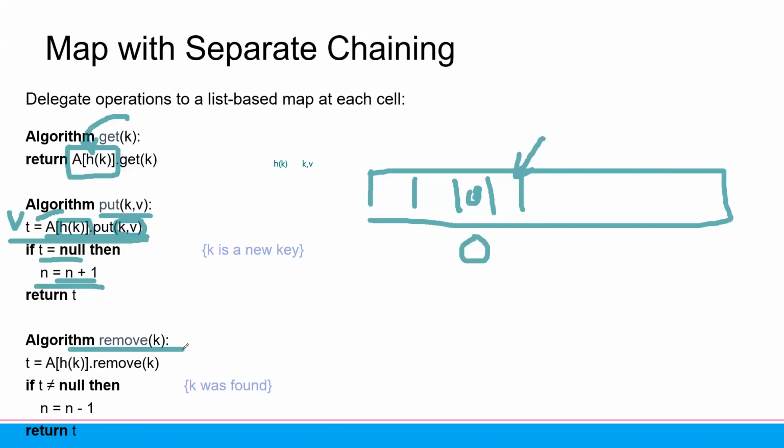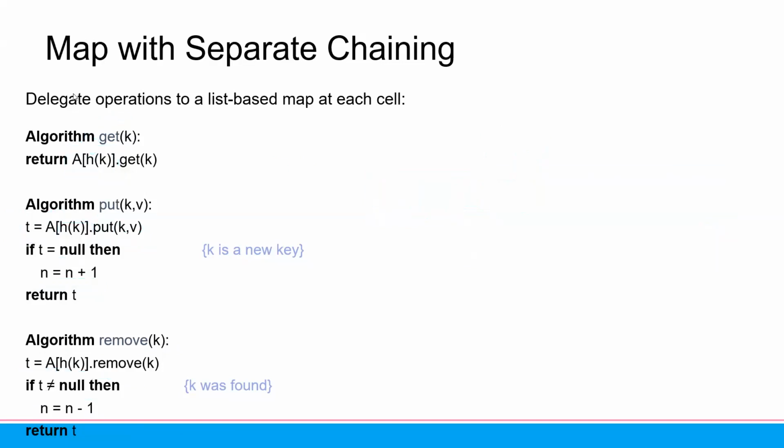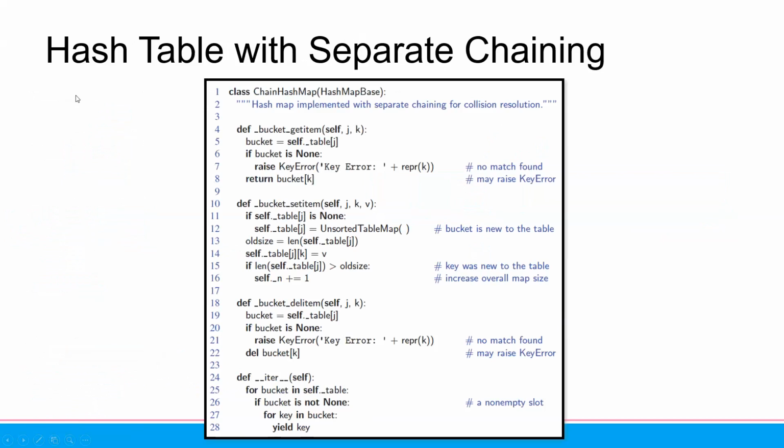How about if we want to remove? If we want to remove, we just remove this one with the remove function. And then if t is not null, it means there is an element in this t, then we will subtract 1. Okay, this is the code if you want to use the chain hash map or the separate chaining.